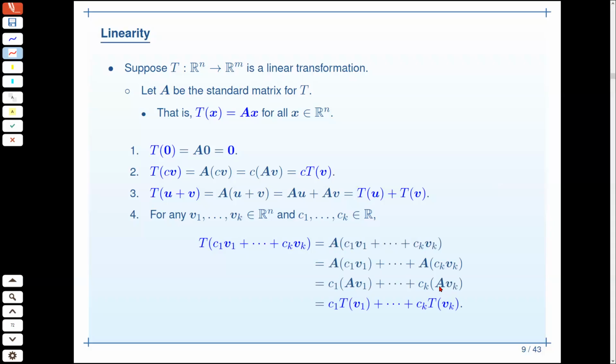So we can say, the first one, T will send the zero vector to the zero vector. T will send the scalar multiple to the scalar multiple of the image. The image of the scalar multiple is the scalar multiple of the image. The image of the sum is the sum of the images. And more generally, the image of the linear combination is the linear combination of the images. So this property is known to be the linearity of the linear transformation.